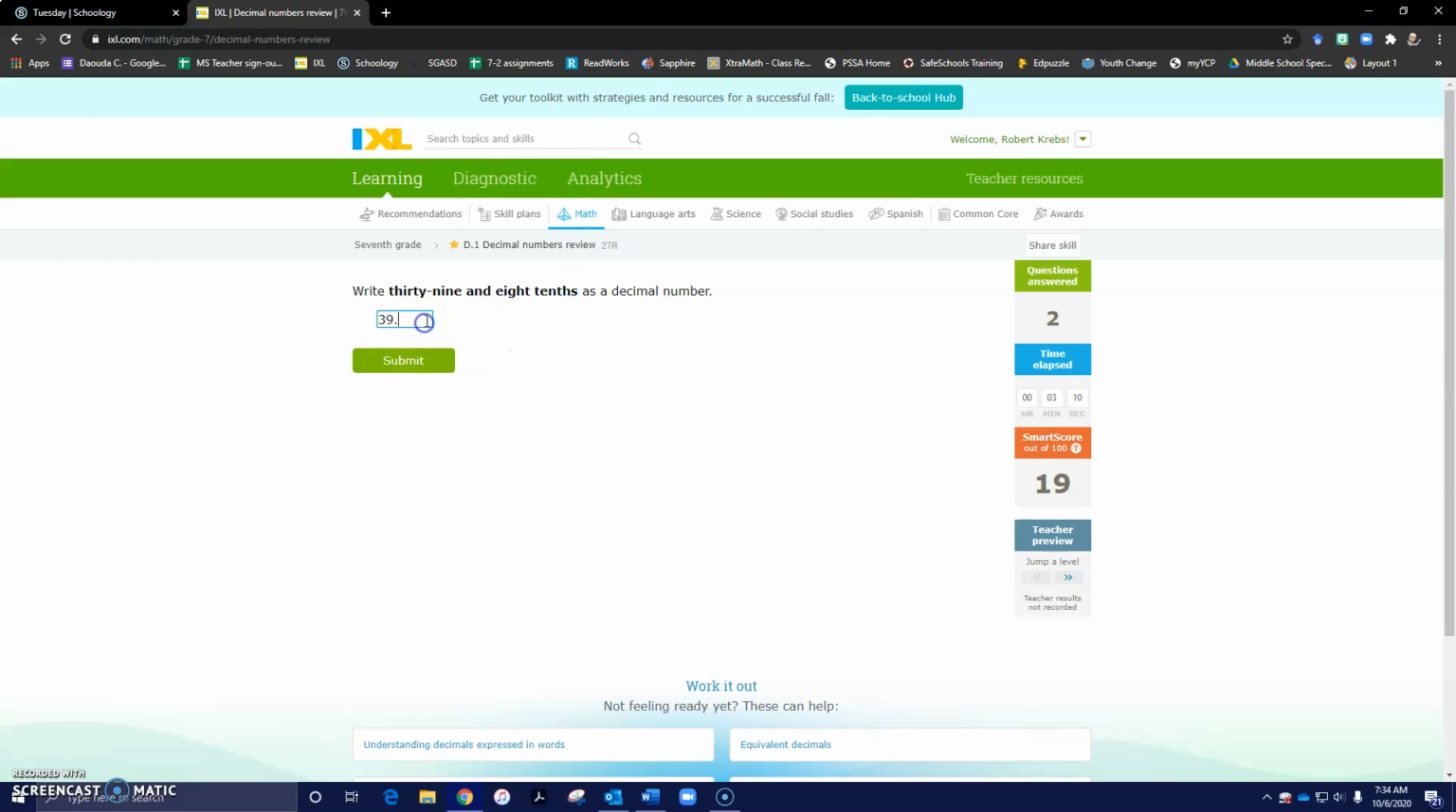Well, 8 tenths, again, it's an 8 in the tenths place, which is that first digit to the right of the decimal. So it's 39.8.